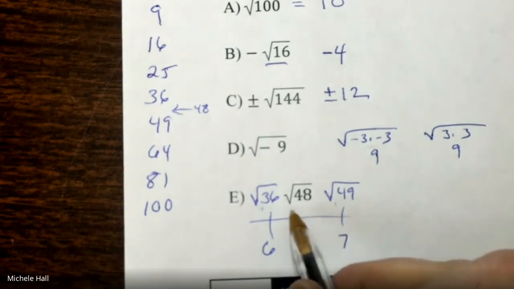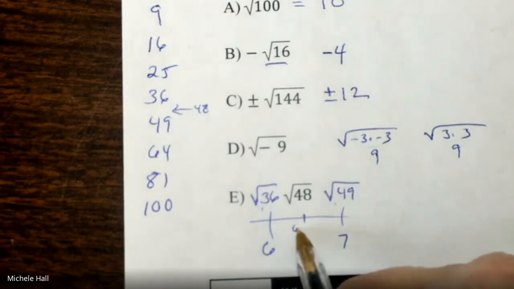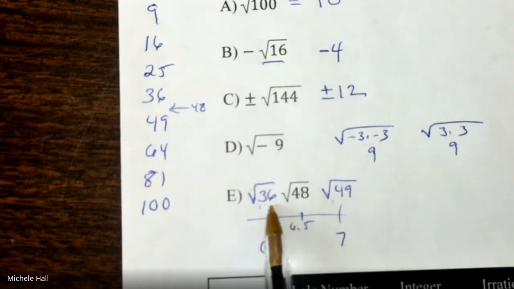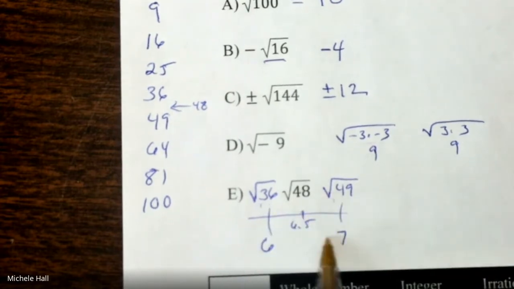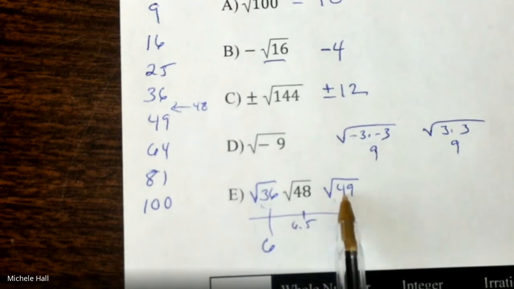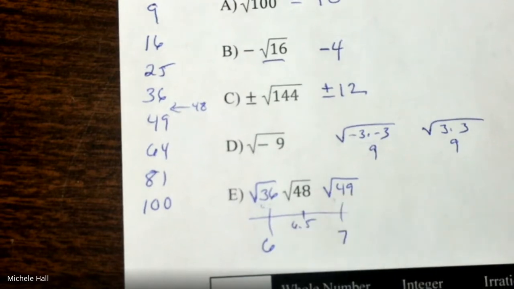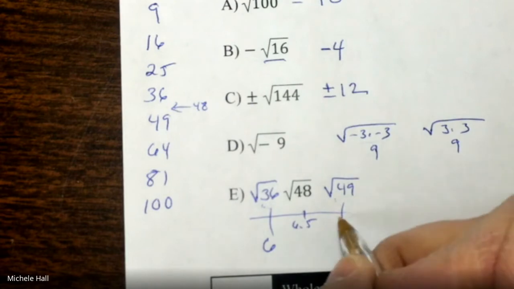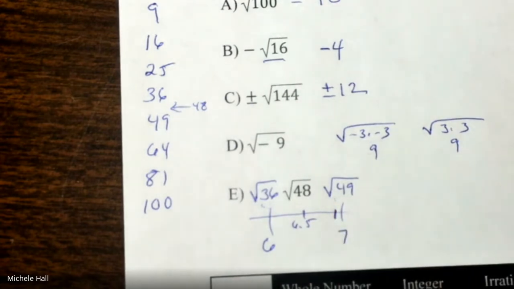And I'm going to actually put the halfway mark in here and say 6.5. And then I'm going to think about, is the square root of 48 closer to 36, closer to 49, or closer to the halfway mark? What do you think? It's right near the 49, isn't it? What comes right before the square root of 49? The square root of 48. Square root of 47, square root of 48, square root of 49. So I know it's right here, right before 7.